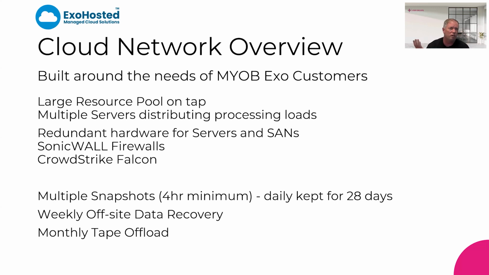The network, of course, like most cloud systems, has redundant hardware for the servers and for the SANs, which is a storage area network where all the files actually reside. There are also redundant SonicWall firewalls in there as well. And all of our machines use CrowdStrike Falcon as their AI antivirus and anti-malware protection. CrowdStrike is the best piece of software out there at the moment, and it's used by all the large companies, banks, Bunnings, Mitre 10, all the supermarkets, and a lot of big companies around the world.